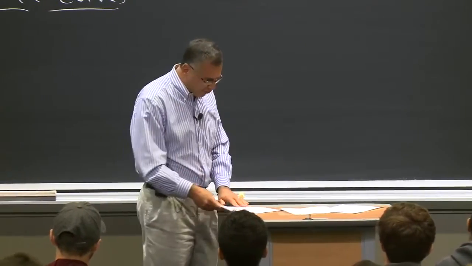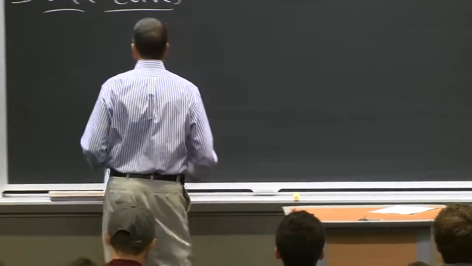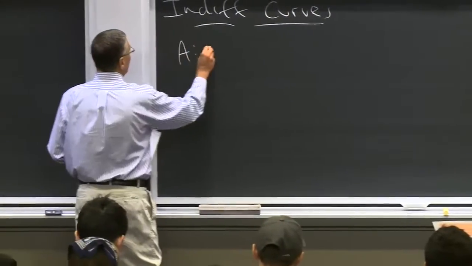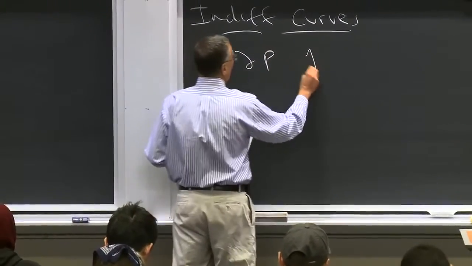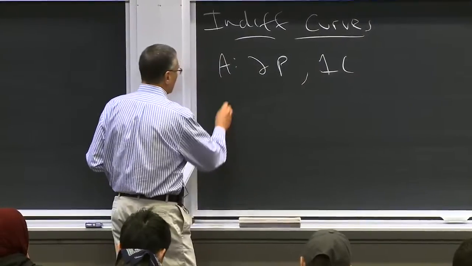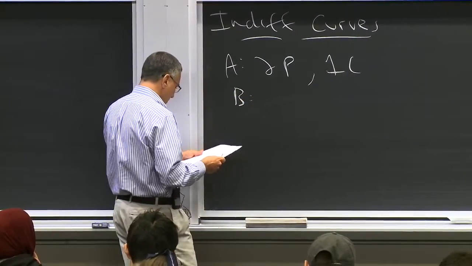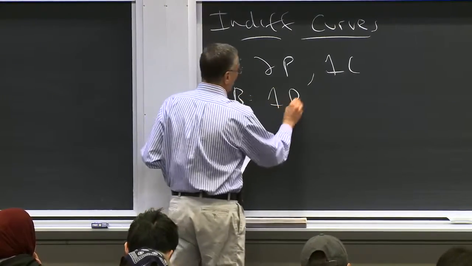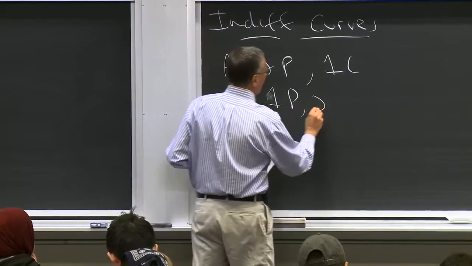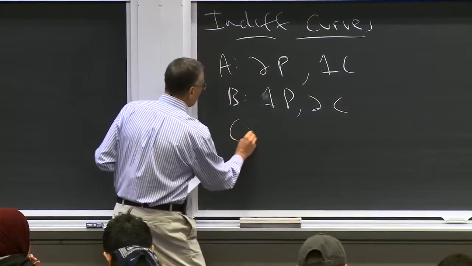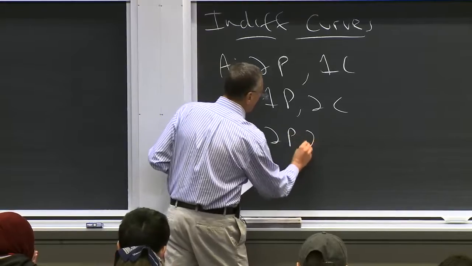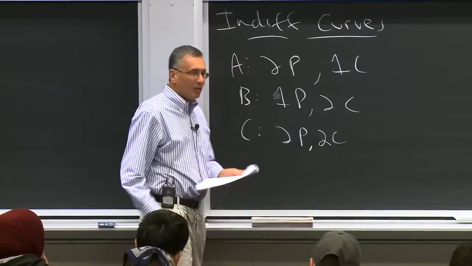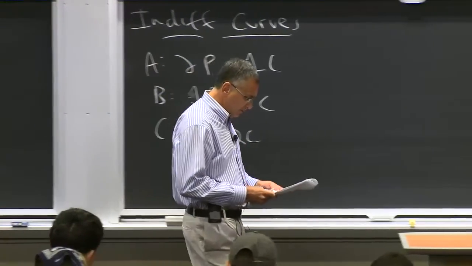Okay? Now consider three choices. Choice A is 2 pizzas and 1 cookie. Choice B is 1 pizza and 2 cookies. And choice C is 2 pizzas, 2 cookies. Okay, that's the 3 packages I want to compare.